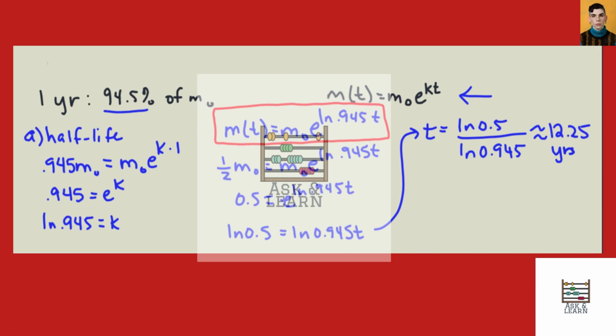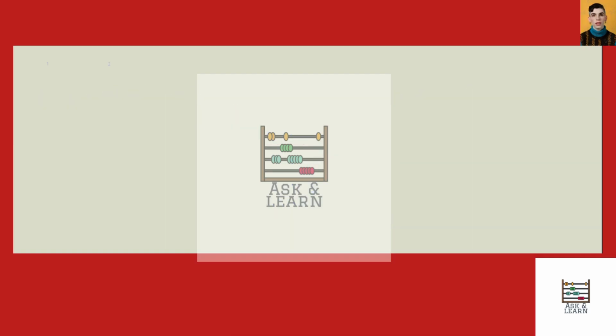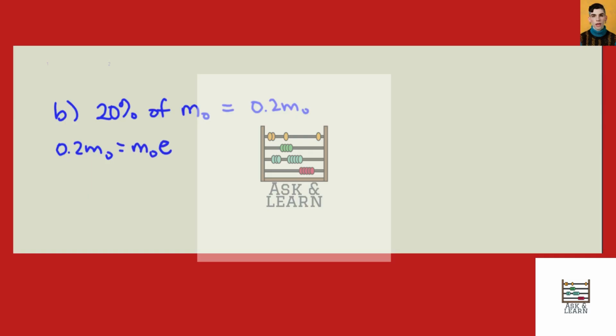Now we want to do part B, and it's very similar to part A. But instead of having half of it left, we have 20% of it left. So 20% of the original amount would be 0.2 times m naught. So we'll substitute that into our equation for m. 0.2 m naught is equal to m naught times e to the natural log of 0.945 times time.